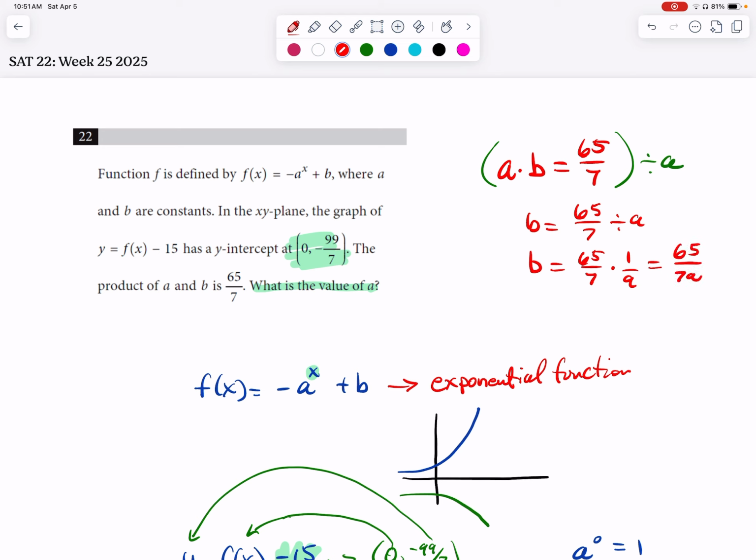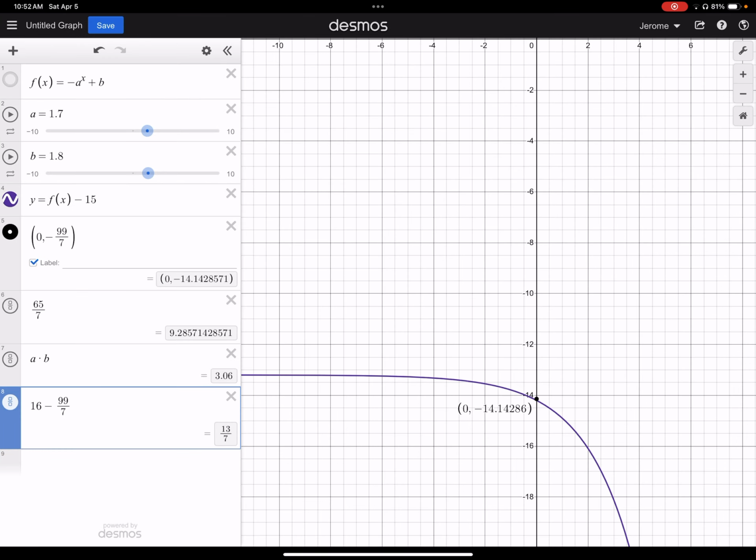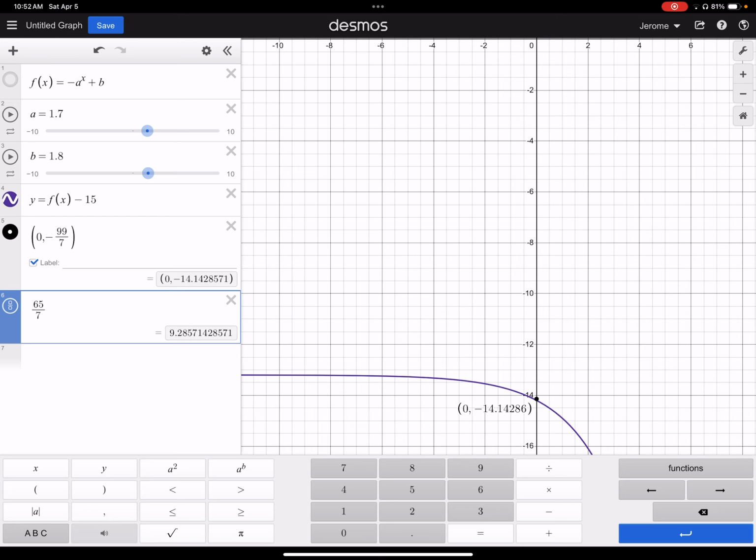So what I'm going to do is set up an expression that forces B to be equal to 65 over 7A. And now I won't have to worry about my B slider. We have a set value for it. So let's go back to Desmos. And I could probably get rid of some of this stuff here. And actually, let me doctor this thing up. I think I can use this one as my B value.